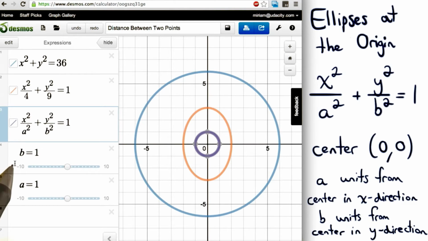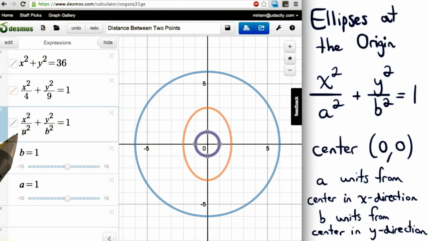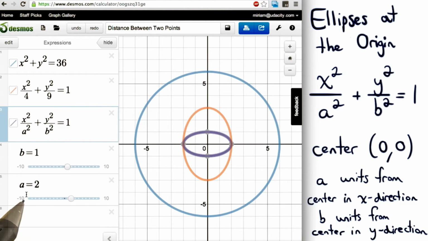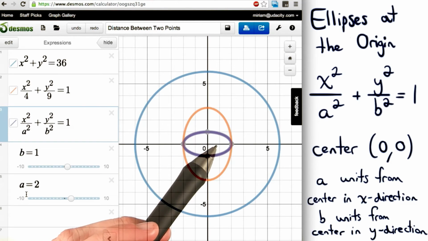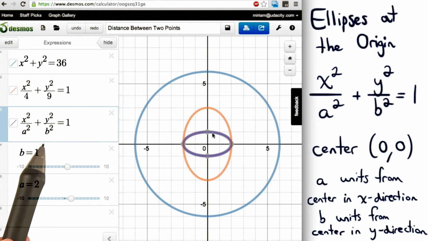Notice that if a and b are both 1, we get a circle centered at the origin. This is the idea that we'll have equal amounts of x squared and y squared, and the radius would just be 1. Now if I increase a, we stretch in the x direction, 1 unit to the left and 1 unit to the right. This gives me an ellipse, since I have more x squared than I do y squared.